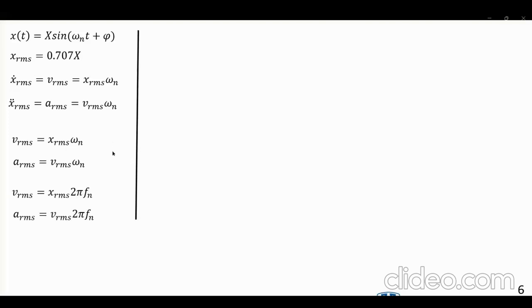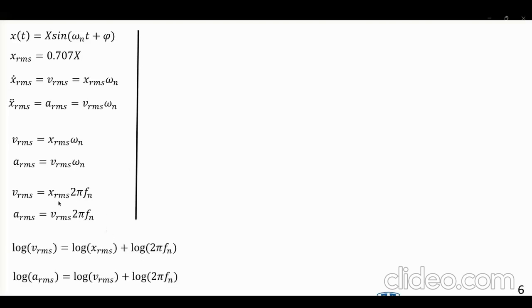Now, since we're interested in things not in terms of omega n, but in terms of frequency in hertz, I've written omega n as 2 pi fn. So this says exactly the same thing on the top, except that omega n is in radians per second, and written in hertz it is 2 pi fn. And the same thing down here, this omega n for acceleration is written as 2 pi fn.